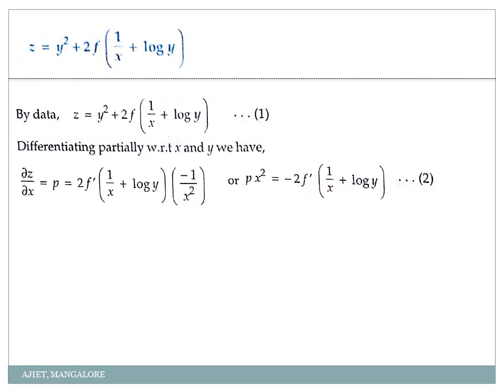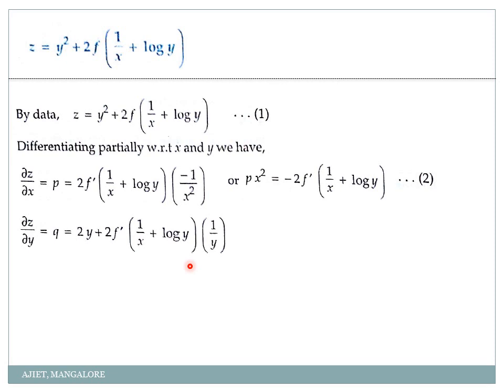In a similar way I will differentiate with respect to y. So dou z by dou y is equal to q, that is equal to 2y, the differentiation of y square, plus 2 into f dash of 1 by x plus log y, and the differentiation of log y is 1 by y. My dear students, I am telling you again and again, practice the differentiation properly first. If you are very thorough with your differentiation, then we can easily eliminate.